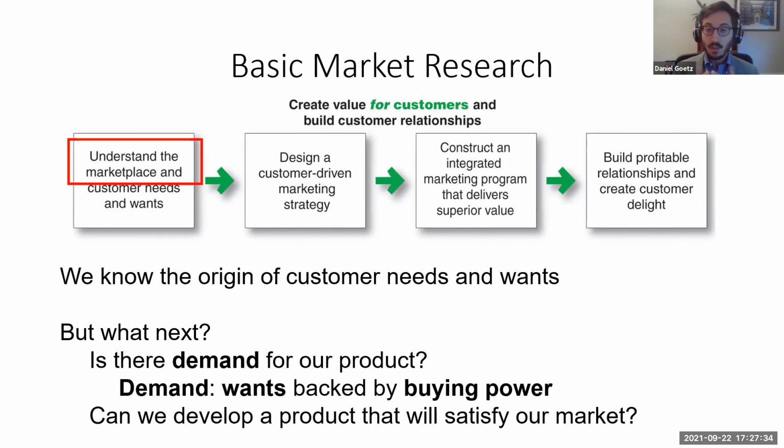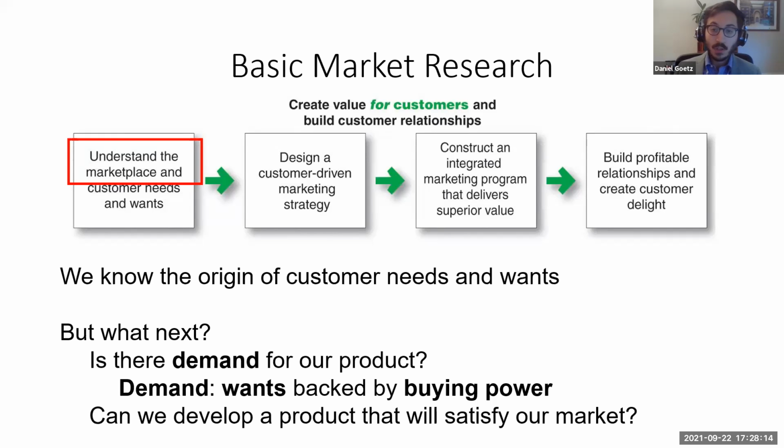Next, we want to know, is there demand for our products? And what's demand? How is it different from needs and wants? It's wants that are backed by buying power. Remember, a need is a lack. You're lacking something, some physical or social or psychological necessity. A want is the need framed by culture and context, and it's for a specific product that will help alleviate that lack. And demand is, well, I want that product and I can actually buy it. So I have the income to purchase it.